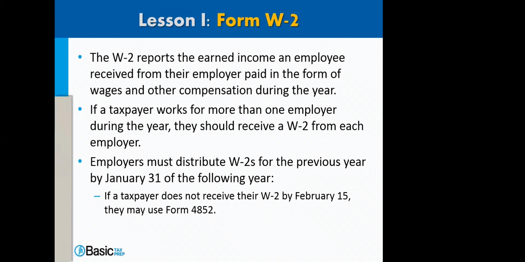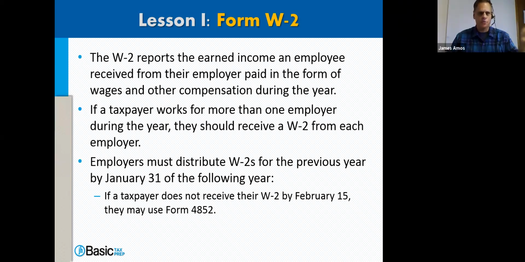Current year. Right, the current year. Well, in 2019. So you're right. So that's when they were supposed to be out. Now, if for some reason a taxpayer does not receive their W-2 by February 15th of the current year, or in this example, 2019, they can use Form 4852.